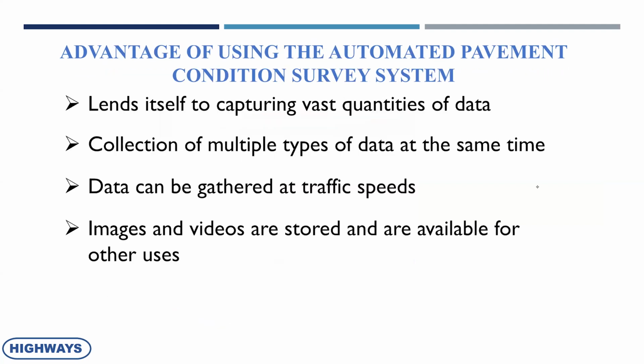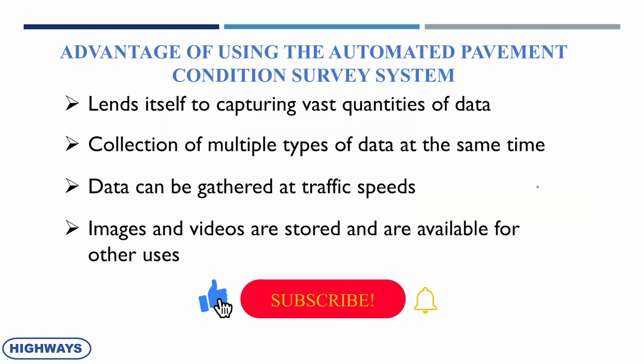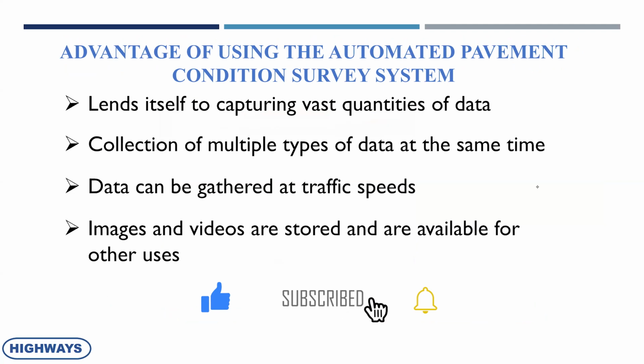Now, what's the advantage of using an automated system? It lends itself to capturing a vast quantity of data, which the manual or visual system cannot capture at the same time. So you collect multiple types of data at the same time, which can be downloaded and analyzed. One advantage is that it can be gathered at traffic speed. So you don't need to slow down or stop to gather the data. As you drive, even at traffic speed, the system is capturing data, which we can use later on.